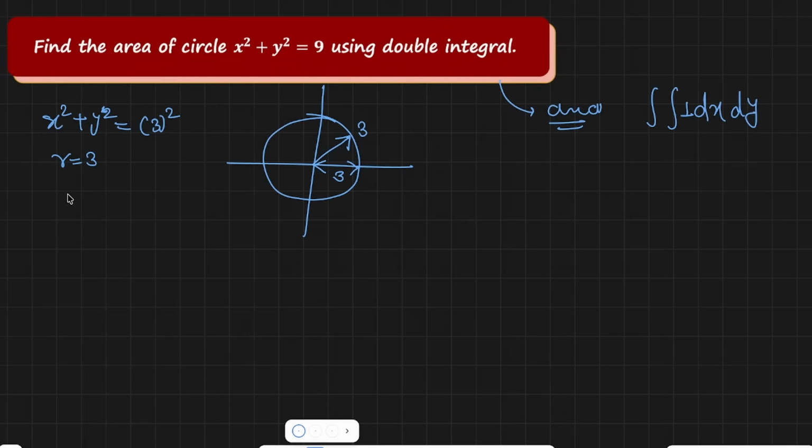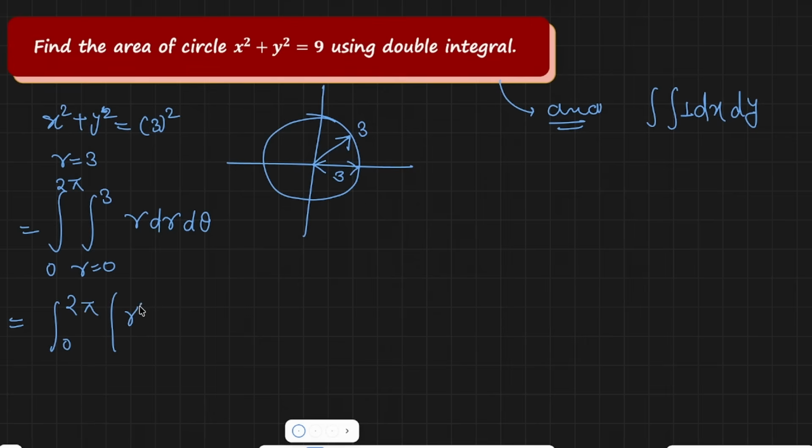Now you convert to polar coordinates, so it will be r dr d theta. r goes from 0 to 3. Theta, because it is a complete circle, will go from 0 to 2 pi. So from here to here, 0 to 2 pi.